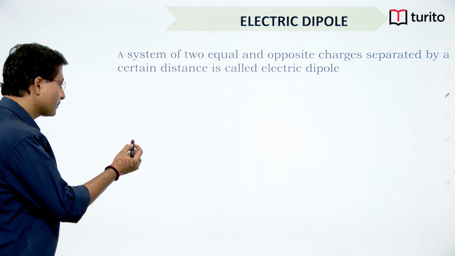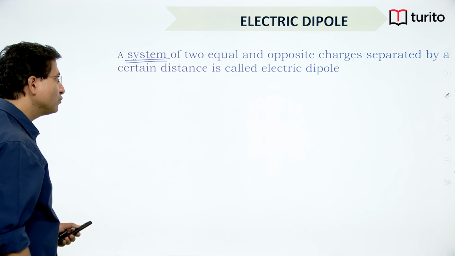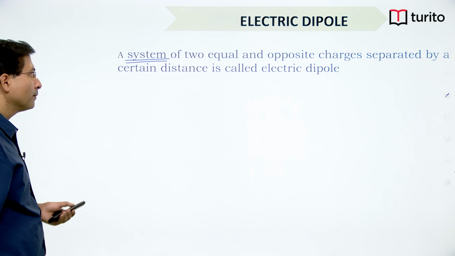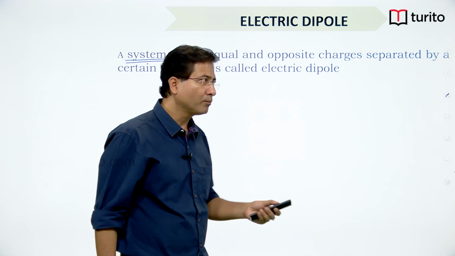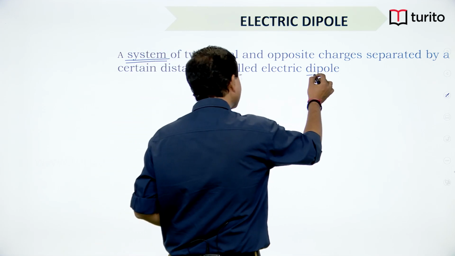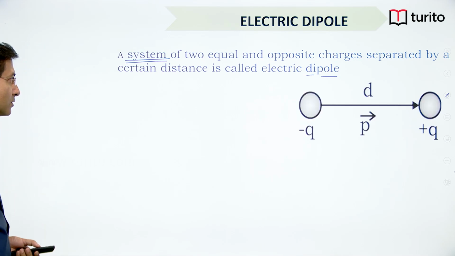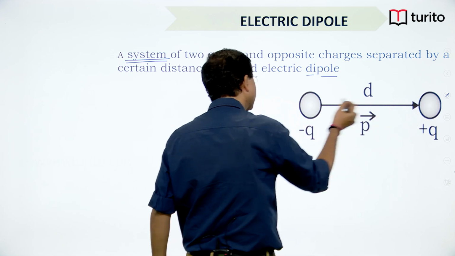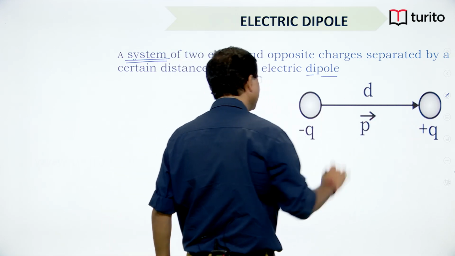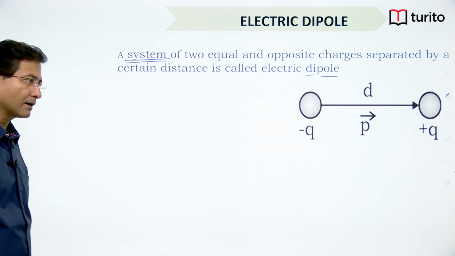So, we are talking about a specific system which will have two equal and opposite charges placed at a certain distance, that we will call an electric dipole. So, two poles, dipole, right. One positive charge and another negative charge are kept at some distance d; this is called an electric dipole, right.